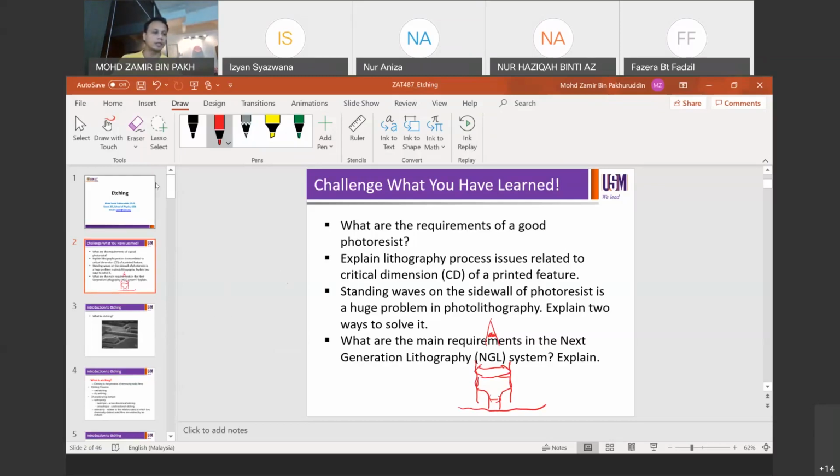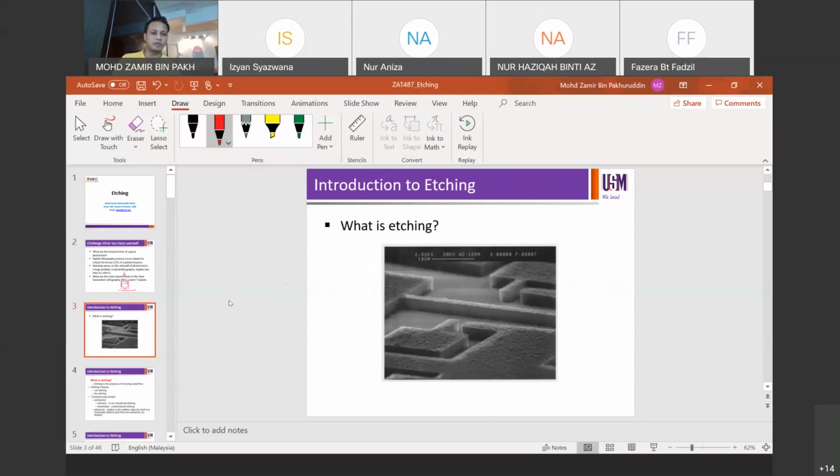So next, let's move on to the next process, which is etching. Lithography cannot survive without etching. On the other hand, if you don't have printed features, you cannot etch. So etching cannot survive without lithography either. They actually work hand in hand with each other, right?